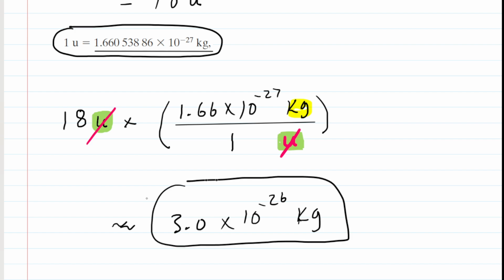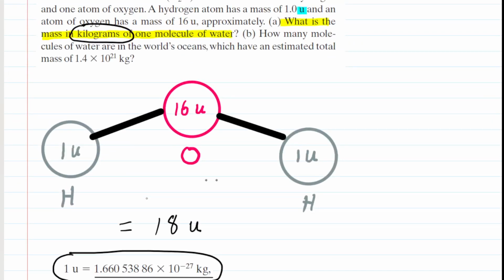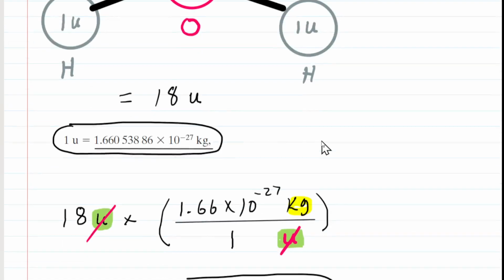So that completes part A. We come back up and look at part B. And part B asks us how many molecules of water are in the world's oceans, which have an estimated total mass of 1.4 times 10 to the 21 kilograms. So that's a huge mass, but of course that's taking into account all of the water in the world's oceans.